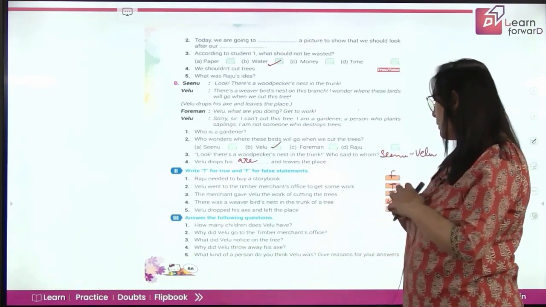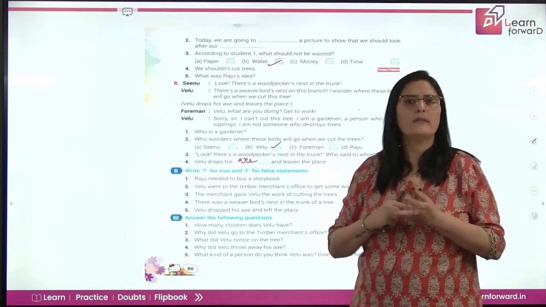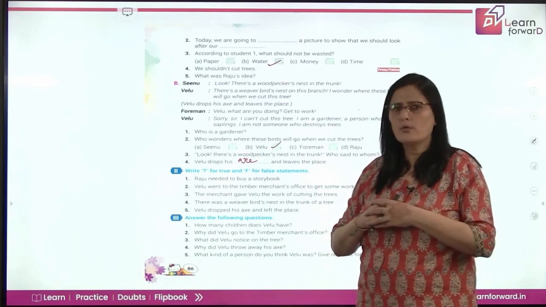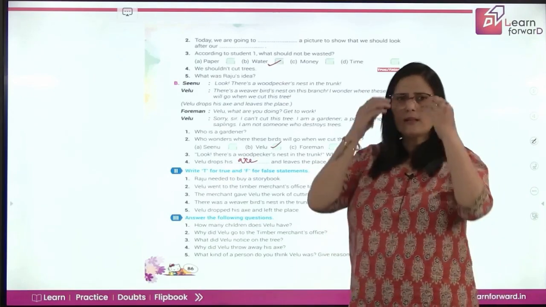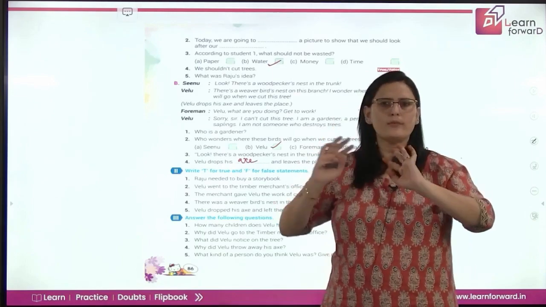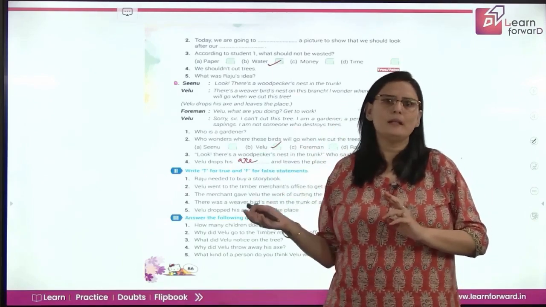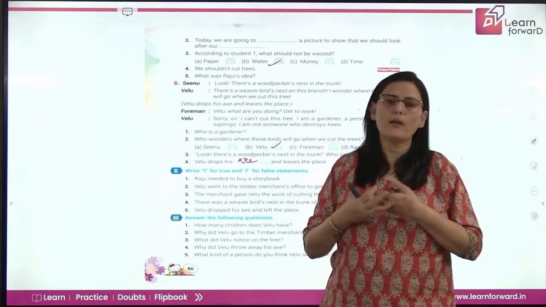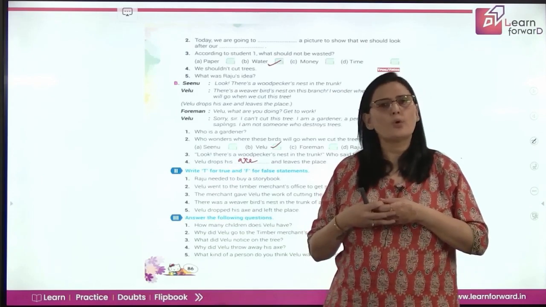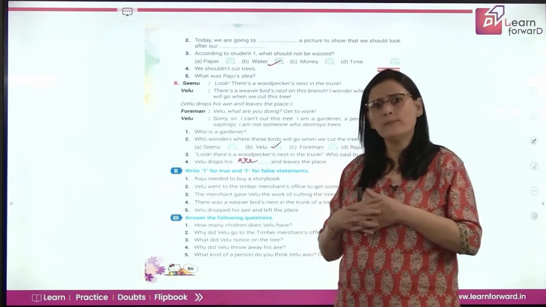What did Velu notice on the tree? He noticed that the squirrels were so happy and the birds had made their nest on the trees. Why did Velu throw away his axe? When the foreman asked him to cut 5 trees and load them in the lorry, he was not able to cut the trees because he felt that he was a gardener and if he cut down the trees, where will these birds go and live? So with this thought, he threw the axe and he left the place.